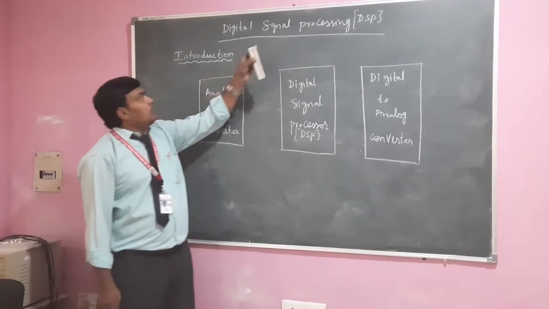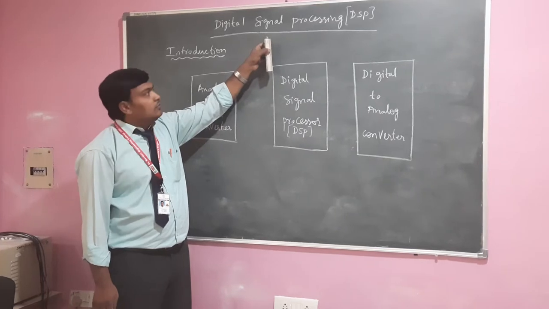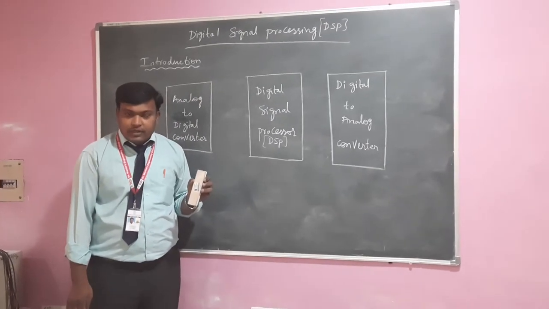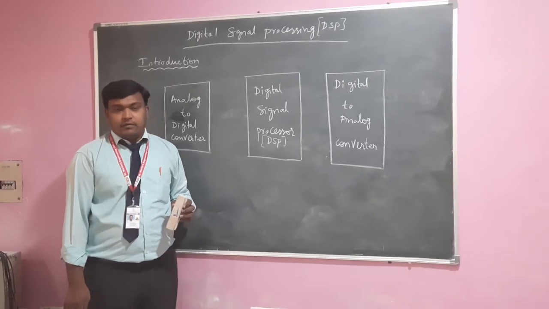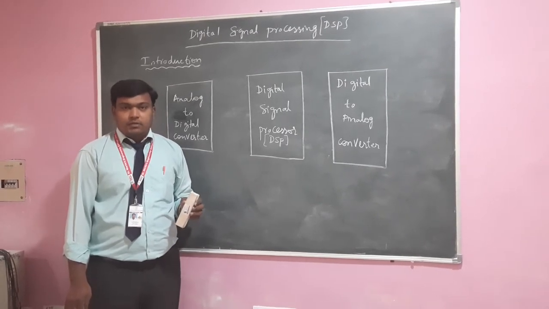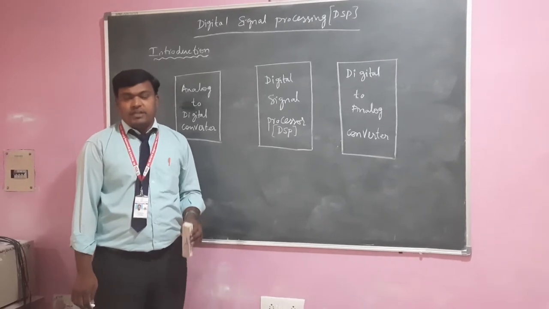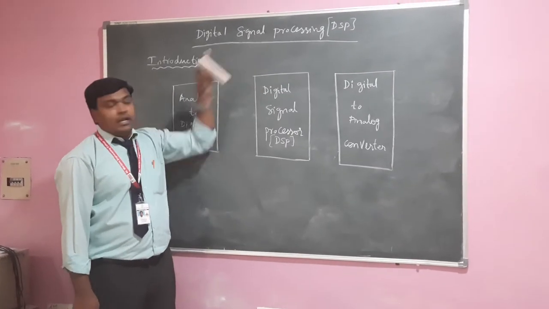So here, what do you mean by signal? Anything which carries information is called a signal. For example, a physical parameter which depends upon another physical parameter and conveys some basic information is called a signal.